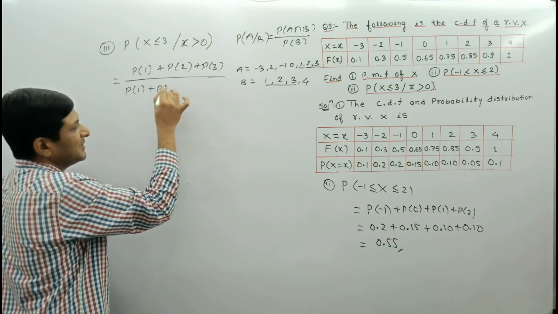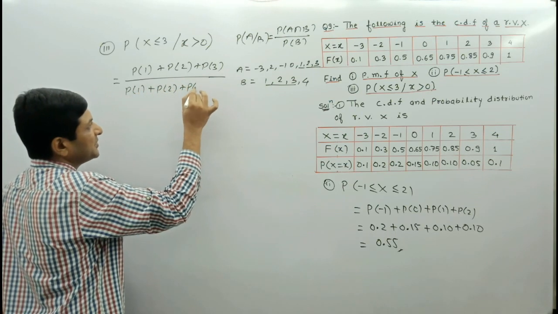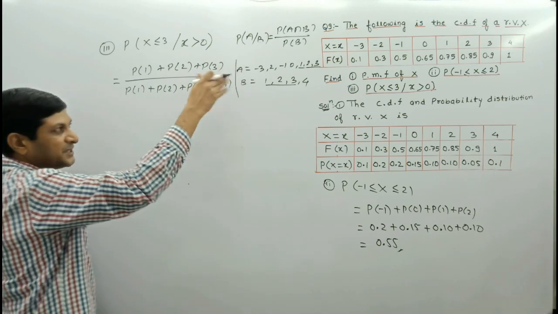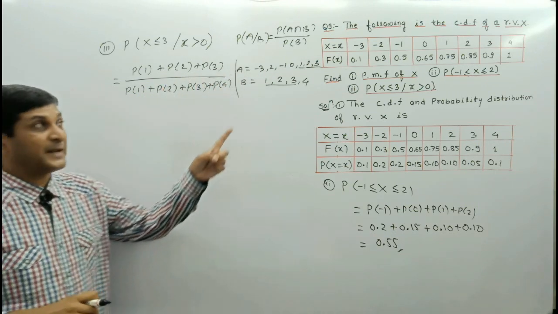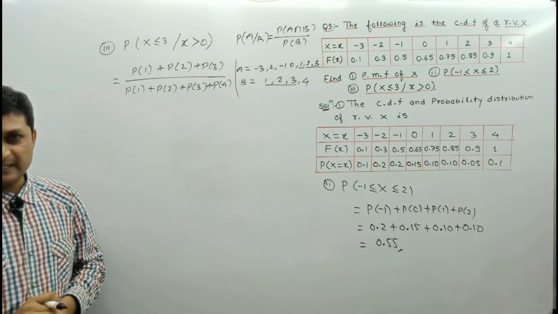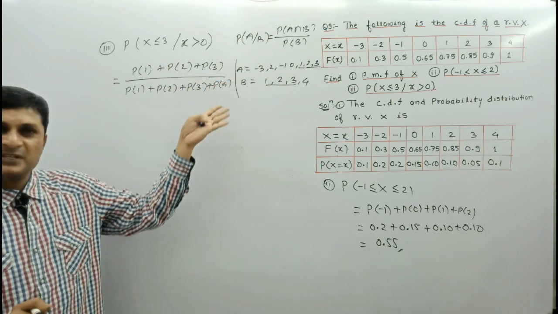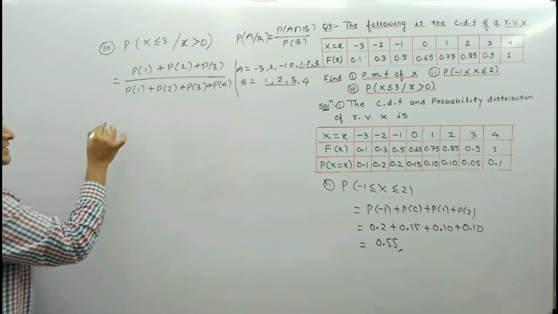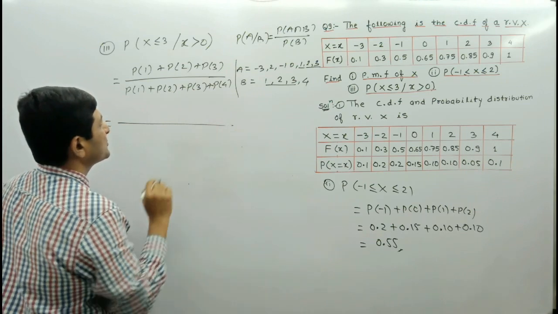P of 1, P of 2, P of 3 and P of 4. Hope you have got it. We have applied this formula to find out our required probability. So if the formula is clear to you, easily we can observe how we have got this result. Now the remaining part is just to substitute the values.